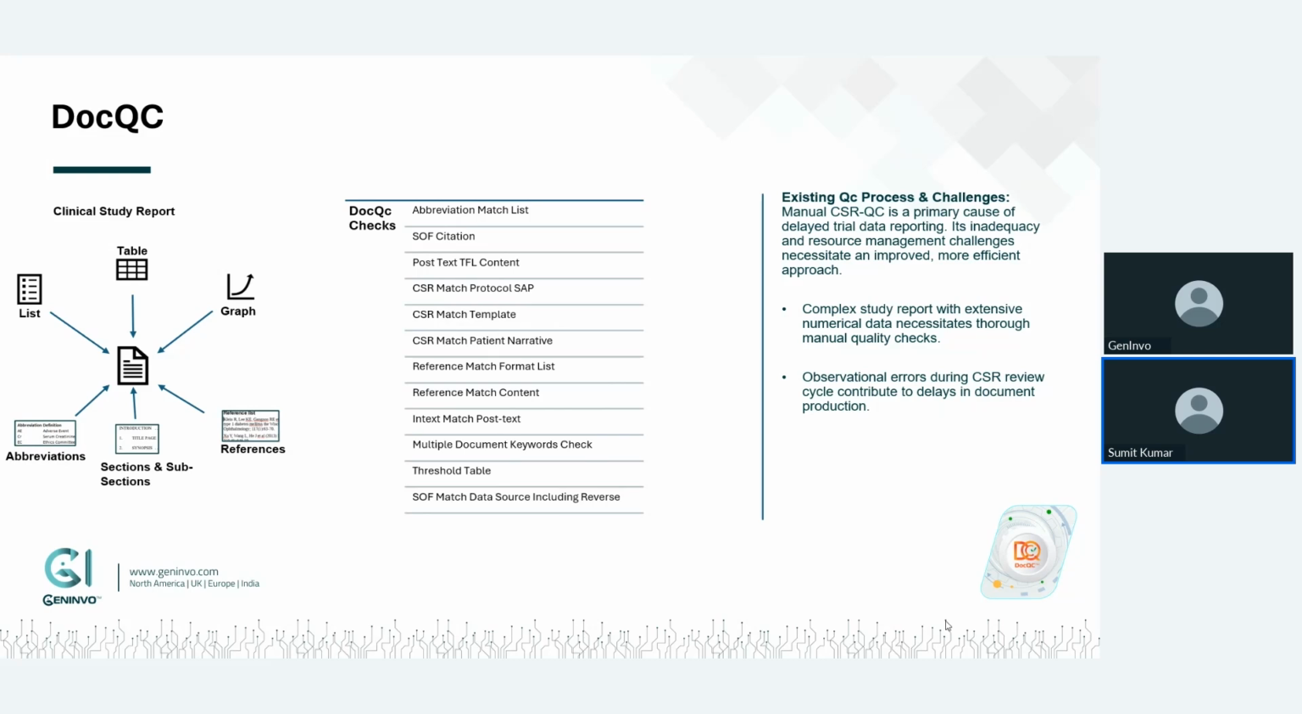I'll give you one example. If you are doing the manual QC, you will get to know how the manual QC is done and the probability of having errors. One specific checkpoint in the CSR QC process is to check the numbers present in the tables, whether these numbers are correctly populated from the TLFs or not, whether the numbers present in the CSR are matching with the numbers presented in the TLF, right?